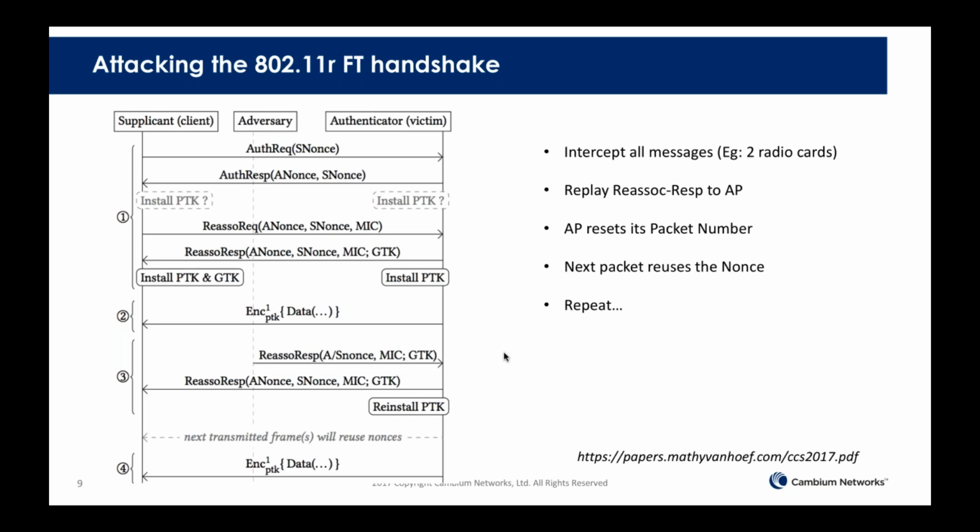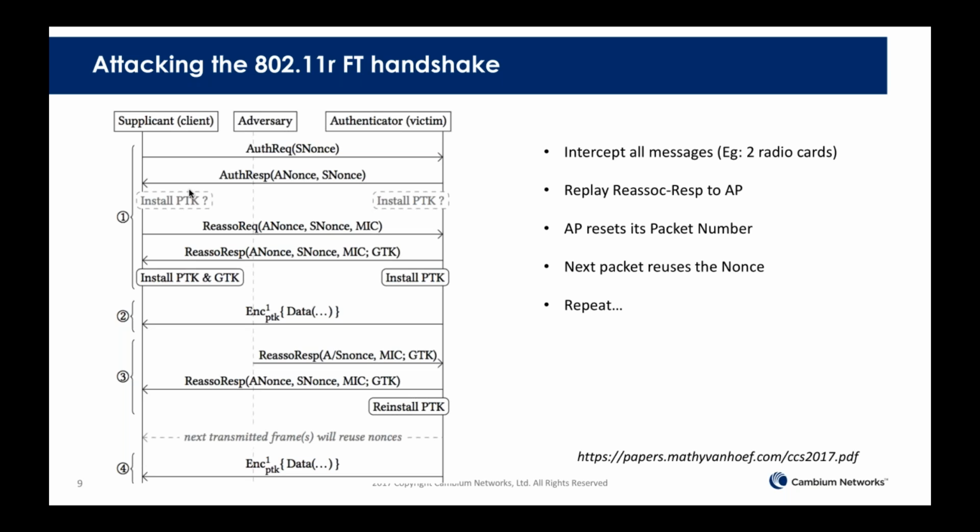So what 11R tries to do is speed up that process by reducing the number of messages. And the way they've done that is by incorporating some of the contents of message 4 into these first 4 messages. So the auth request, for instance, contains some of the random numbers from the client. The auth response is doing some of the work of the message 2 of the handshake and so on. What this also does is open up the same vulnerability where this time the adversary is able to replay a reassociation response. And with the replay of this packet, the access point ends up resetting its packet counters.